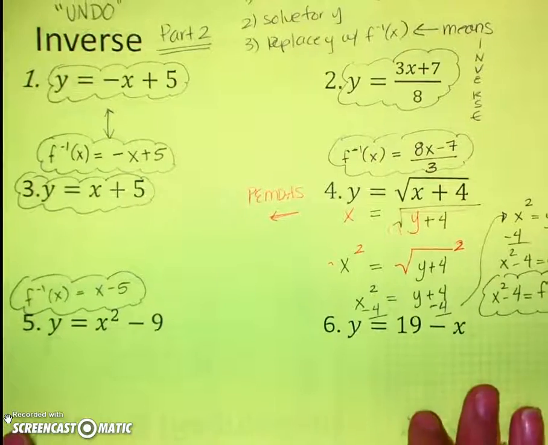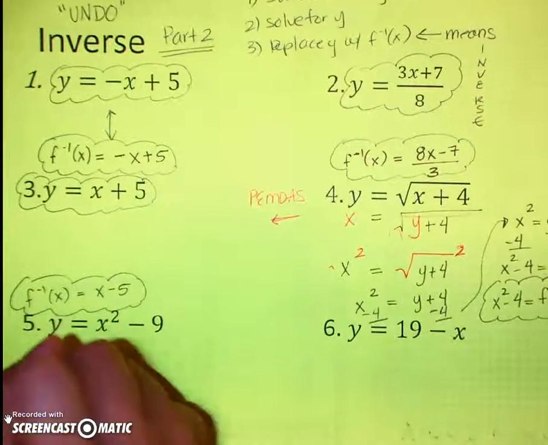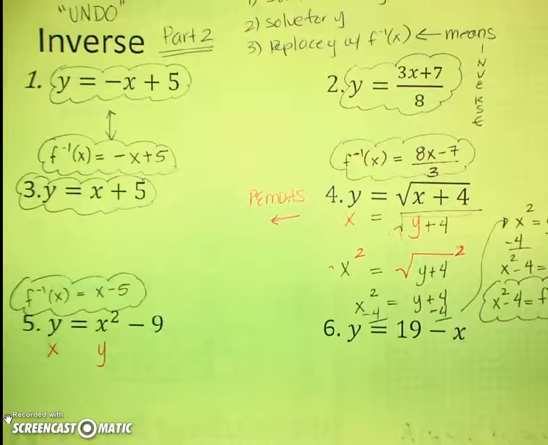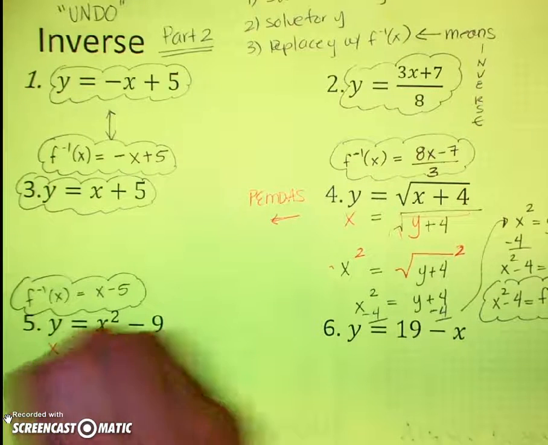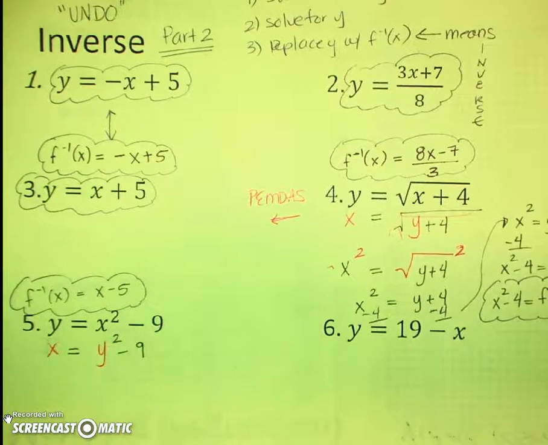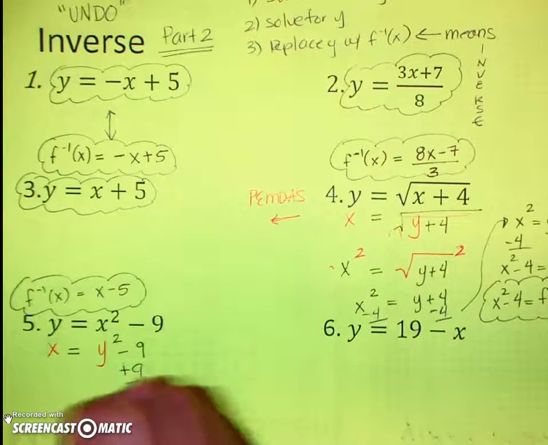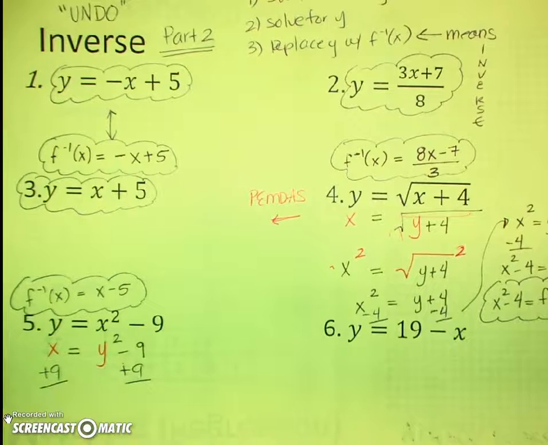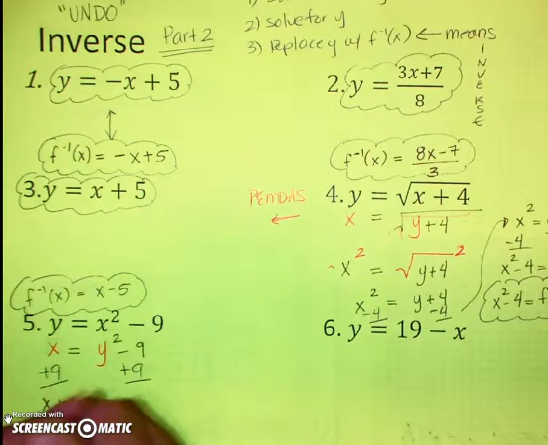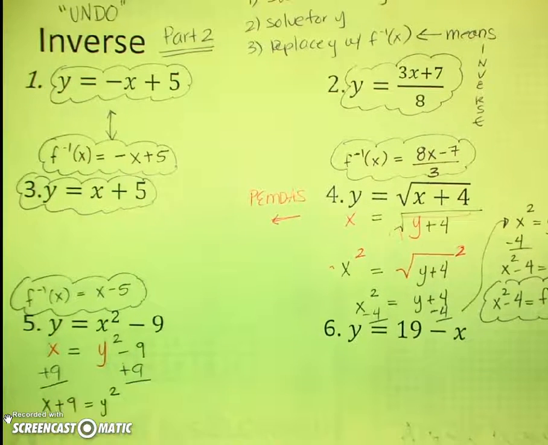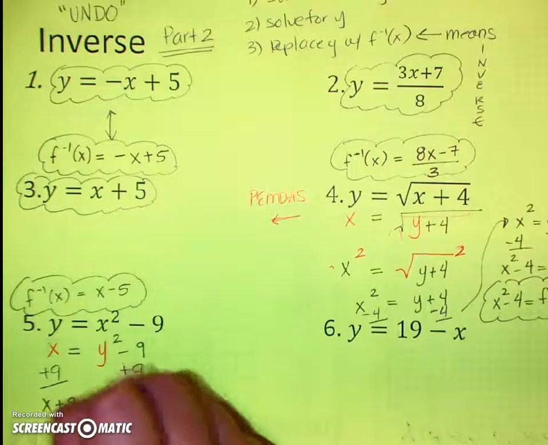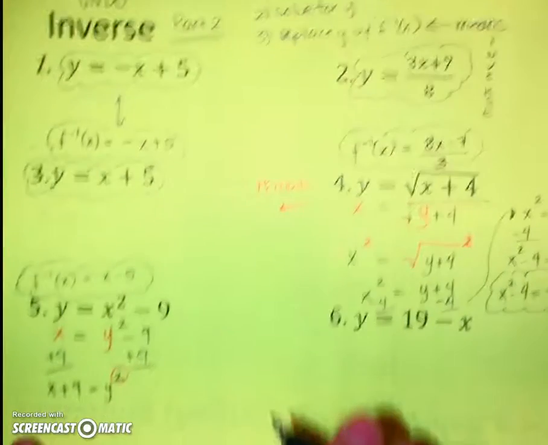Number 5, the first step is to switch x and y. I'm going to write x and y. Everything else stays the same. What you want to do is get y by itself. So I'm going to add 9 to both sides, and you're left with x plus 9 is equal to y squared. In order to get rid of the squared, you have to take the square root.